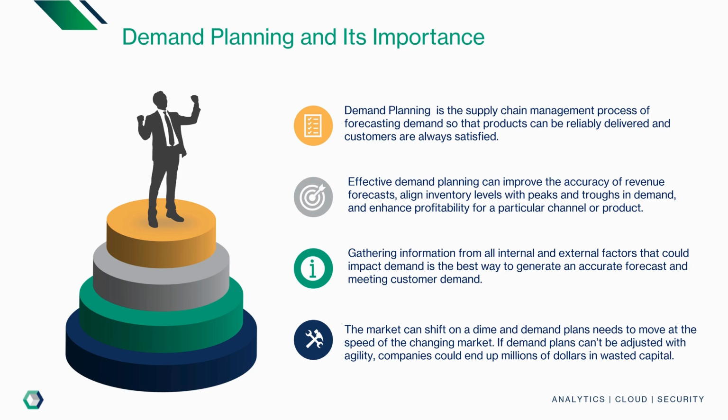If demand plans can't be adjusted with agility, companies could end up wasting millions of dollars in capital. Imagine producing thousands of units of a product only to find that demand has suddenly shifted elsewhere. That's the kind of scenario that keeps supply chain managers up at night. And it's exactly what effective demand planning aims to prevent.